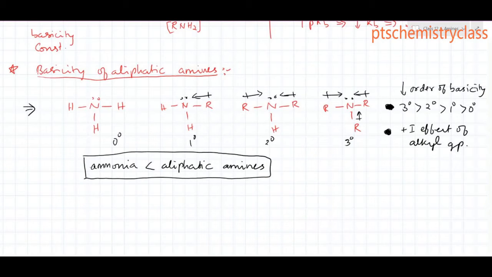In the board exam they can ask a concept question: ammonia is less basic than aliphatic amines, give reason. What is the reason? It is due to the plus I effect of the alkyl groups, which increases the electron density on the nitrogen. Therefore, aliphatic amines can more readily donate a lone pair of electrons, thereby acting as a good Lewis base. So that is the first inference that you can arrive at.